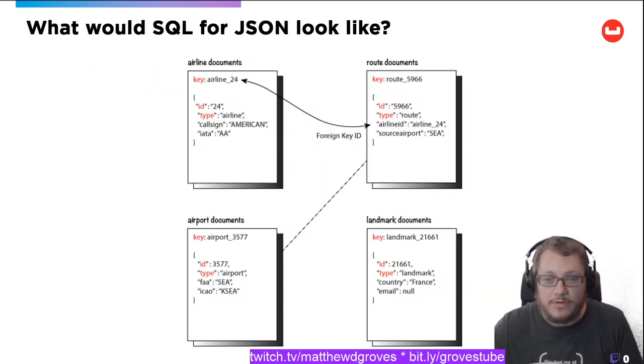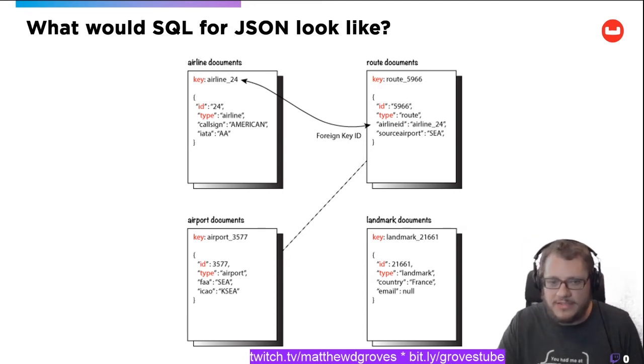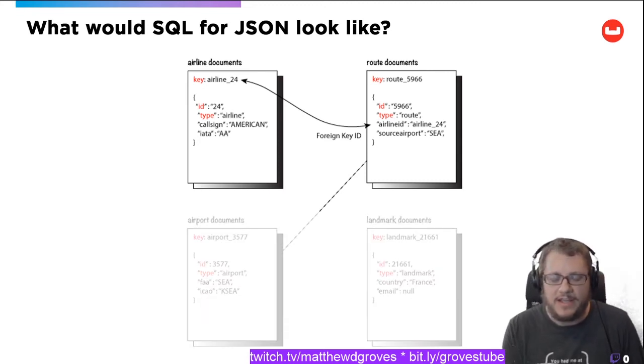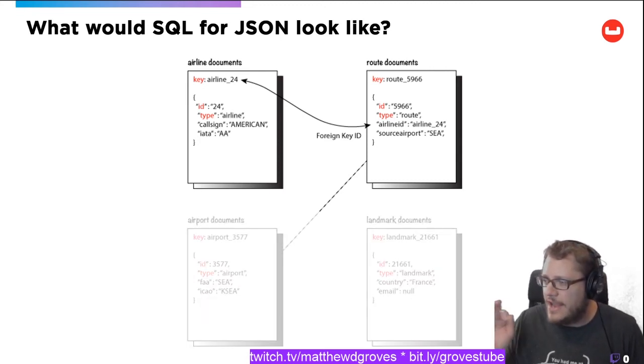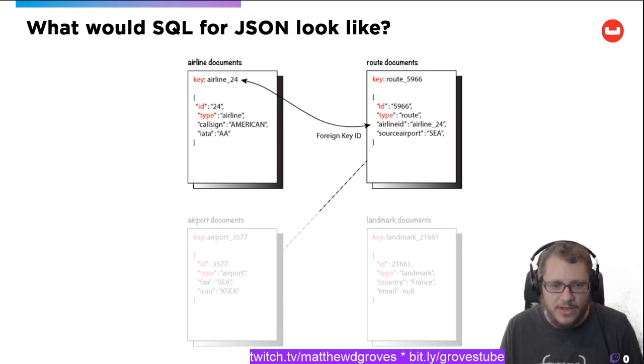So I think SQL would be the answer for this. But what would that look like? Let's look at how SQL for JSON should work. And I'm going to use a model as an example here. This is some travel data. We're going to focus just on the airline and route. Ignore the airport and landmark for now.